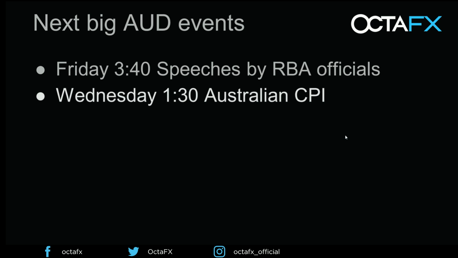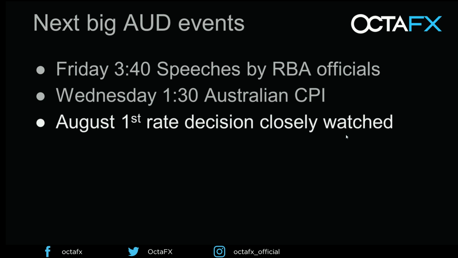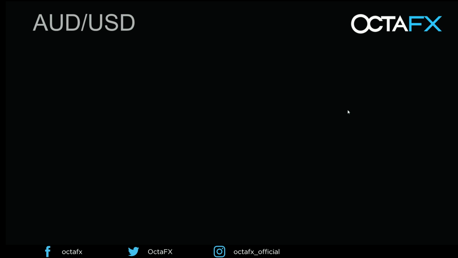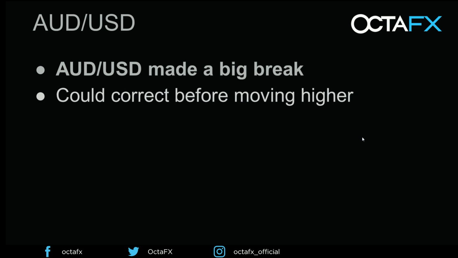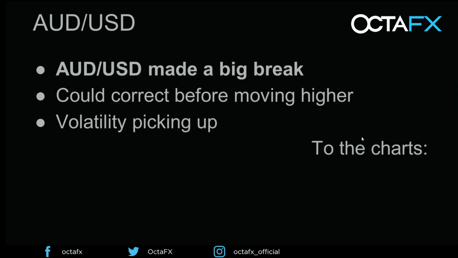On next Wednesday, the inflation report, published only once per quarter, should have a big impact, and that will feed into the August 1st rate decision, which could see a rate hike. And this was totally unexpected until 3 days ago. The Aussie dollar made a big break, trading at the 79 handle. It could correct before moving higher. Volatility is picking up, and that's a good thing for the pair, for technical traders.